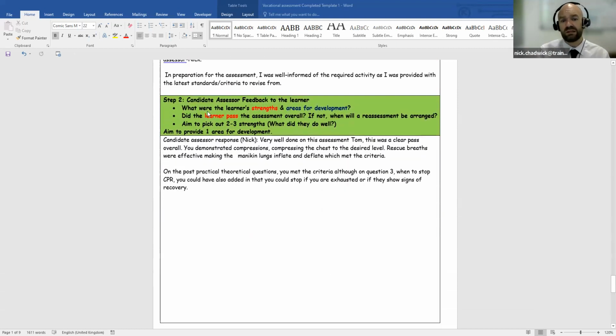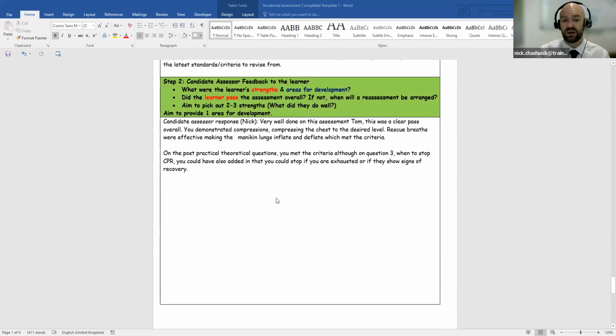Step 2, this is the candidate assessor feedback to the learner. This is letting the learner know, did they pass? What were their strengths, and also what are their areas for development as well. So this is where we're letting the learner know straight away, very well done, you passed your assessment, or unfortunately you did not pass the assessment today. These are your reasons why you did not pass the assessment.